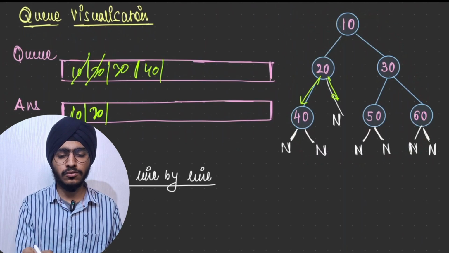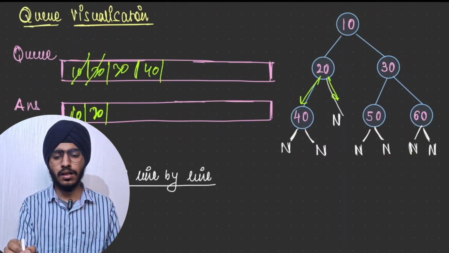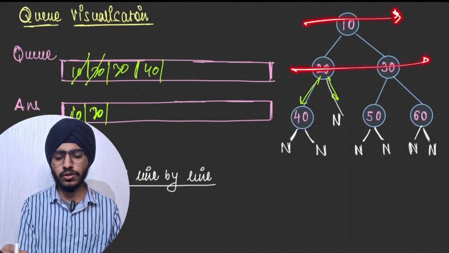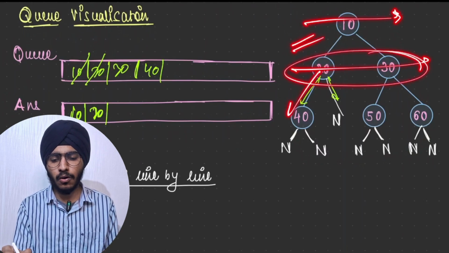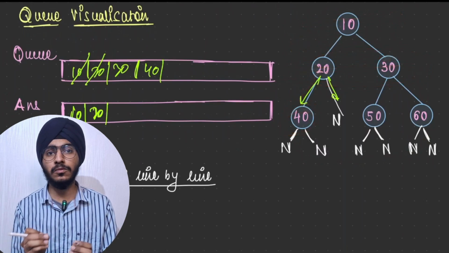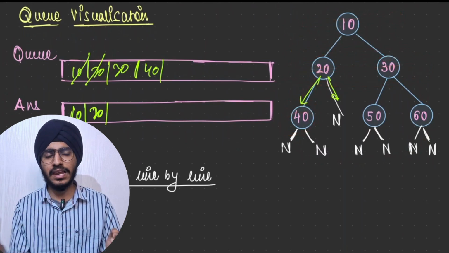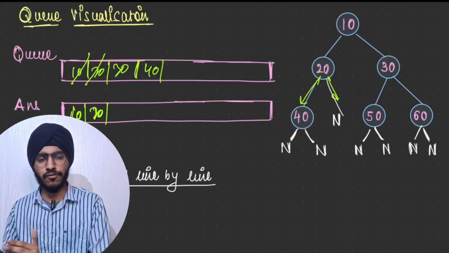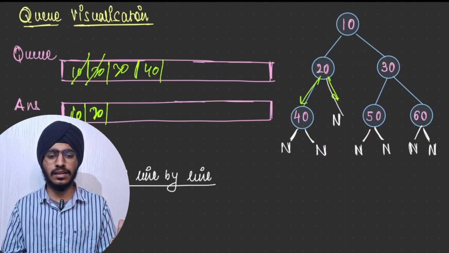Now we come to 30. So you can see why we are going level by level. After 10 we have pushed both of them. So after 20 I am not going down. Rather I am going to the next node in the level only. This is because of the queue. Queue maintains level by level. Left, right, then left, right, left, right. So all these levels it will maintain.